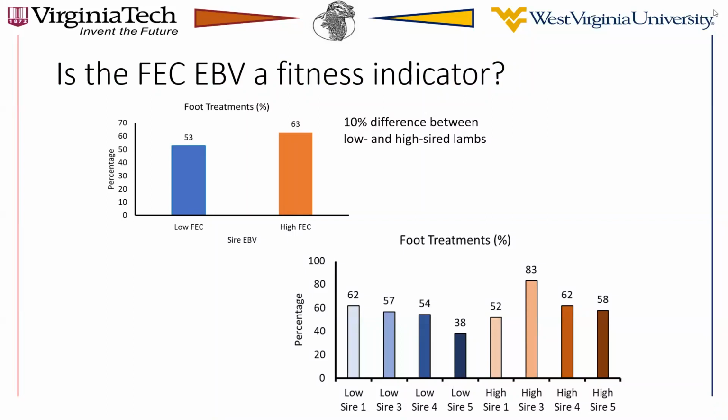And a lot of times that'll cause some wounds to open up in between those toes, and we'll tend to get some more foot scald issues show up that time of year. And this just gives a breakdown of the foot treatments by sire. And, you know, 10% less foot problems with the low fecal egg count lambs than the high fecal egg count lambs. It wasn't near as drastic as what that death loss was in year one in that previous slide.